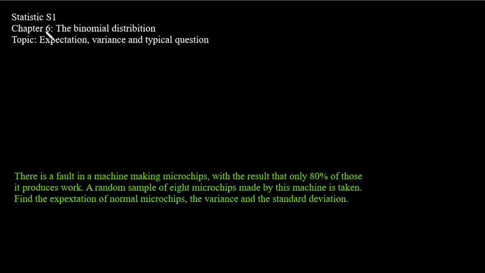Welcome to Statistics 1, Chapter 6, the binomial distribution, topic expectation, variance, and typical questions. Later in the video, I will work on a typical question in the S1 paper for binomial distribution. It will help you to understand how we can work out a question in the topic in the exam. So first, we will work on expectation and variance.